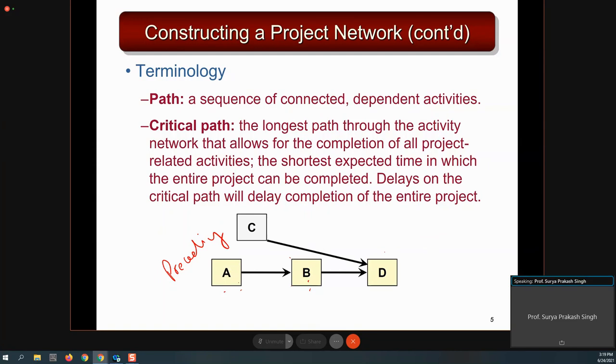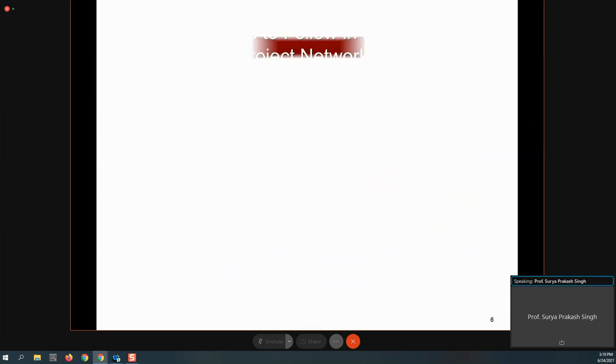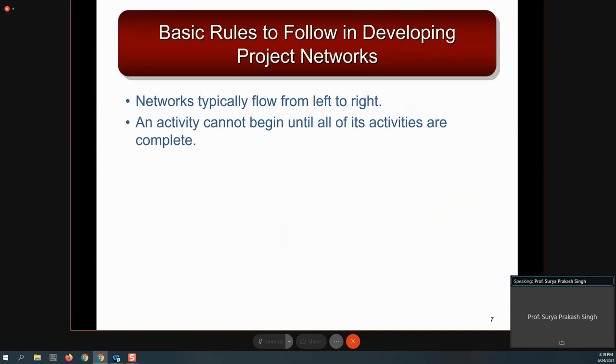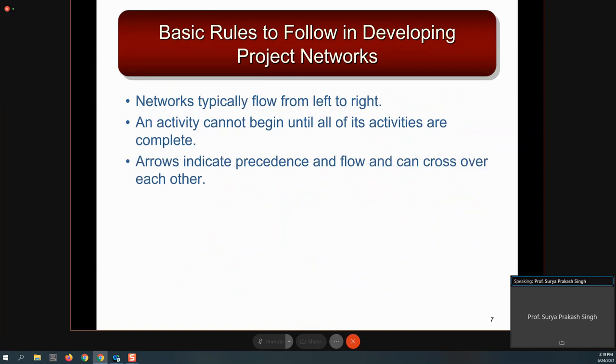Similarly for D, B and C are both immediate predecessors. It means that these are the preceding activities. Arrows indicate precedence and flow and can cross over each other. If we draw an arrow, it says this is the connection between these two activities, and this activity can start once that activity is over. It gives you the precedence relation between two activities.